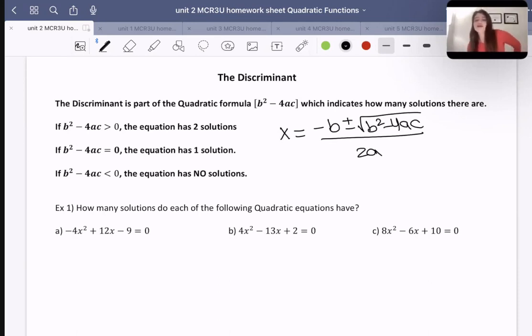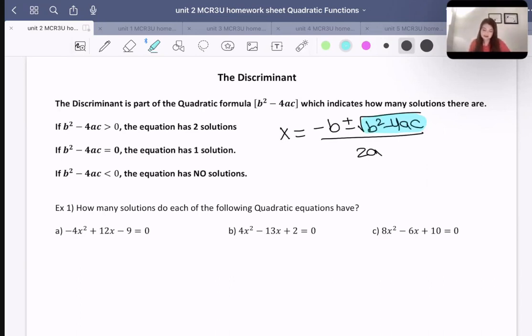Unfortunately, sometimes we can't factor every quadratic, and therefore solving by factoring doesn't work in every situation. But regardless, b squared minus 4ac is this part of our quadratic formula right here, the part that's in our square root.